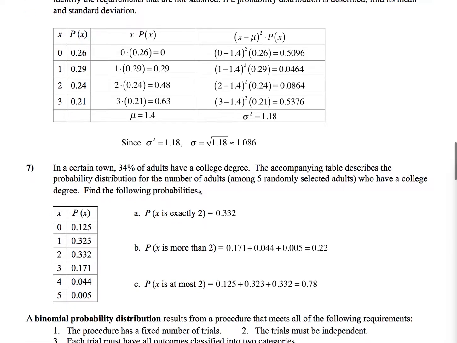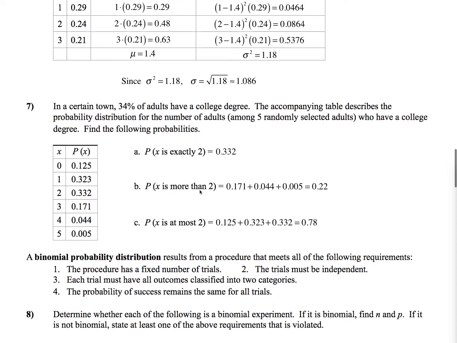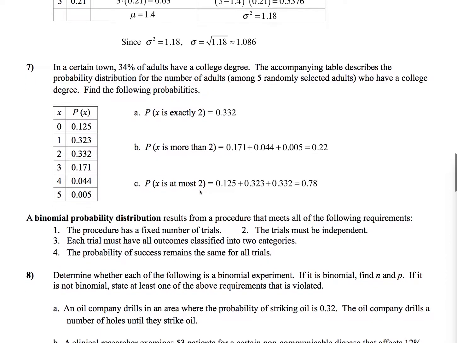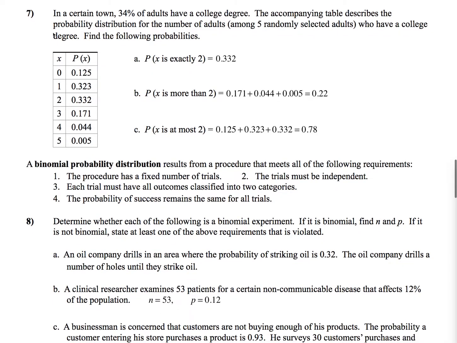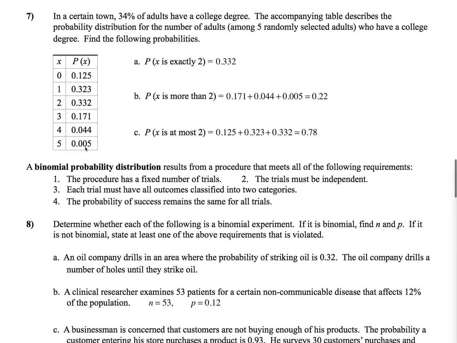Okay, now in question 7, you have a probability distribution given, and all you're being tested on in this question is your ability to read the table. So we're asked, what is the probability that the number of successes is exactly 2? Well, that's what this is.